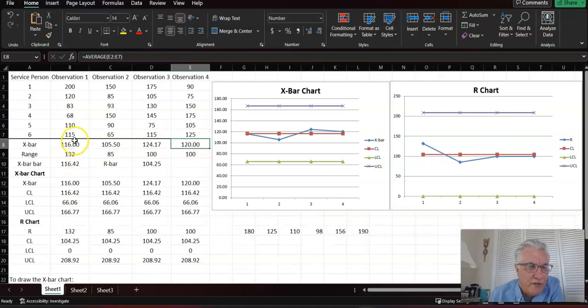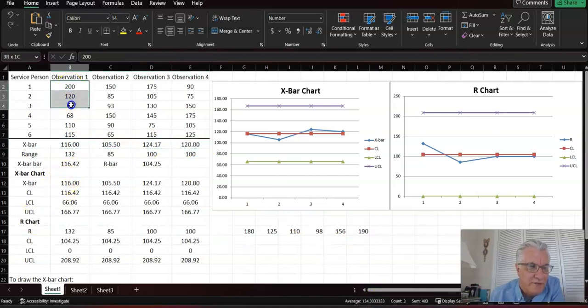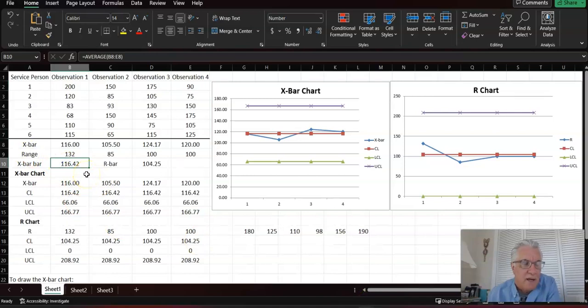So what you'll see is that X bar is an average. X bar bar is an average of the averages, so it's a mean of all the data. What they did, they calculated it by taking the average of all these, and you can see down here that's 116.42. What that essentially is, is the average of all the data points, because it's an average of an average. If you were to highlight this and look down below, you'd see the 116.42 again. So that is the mean for the entire data sample set.